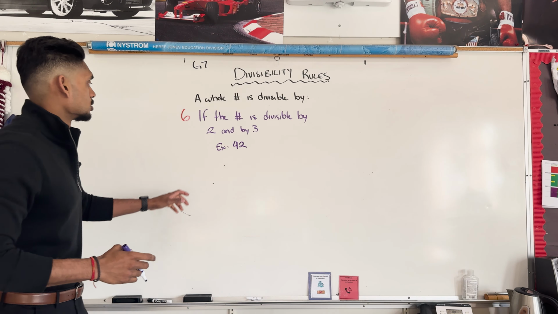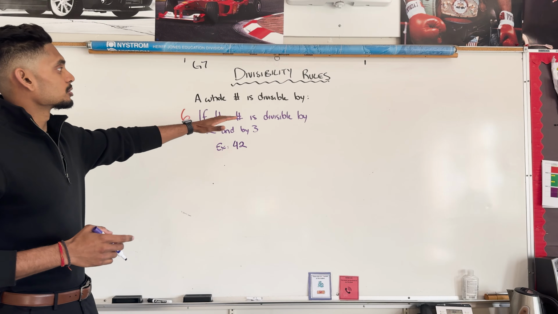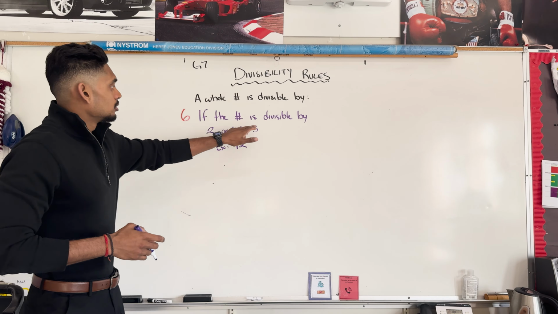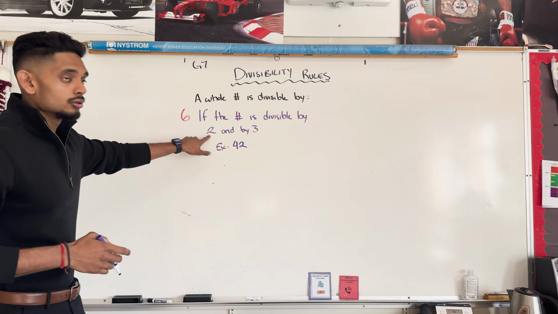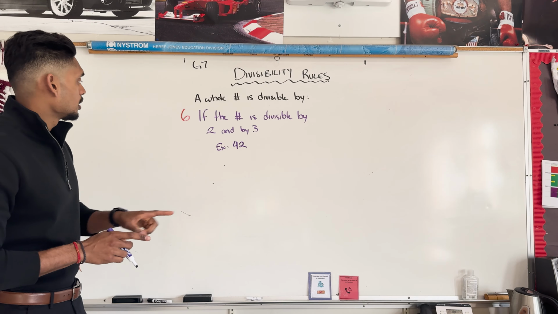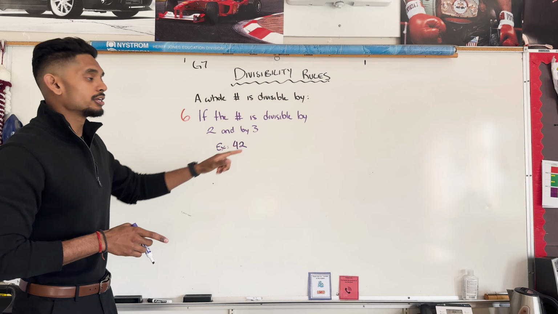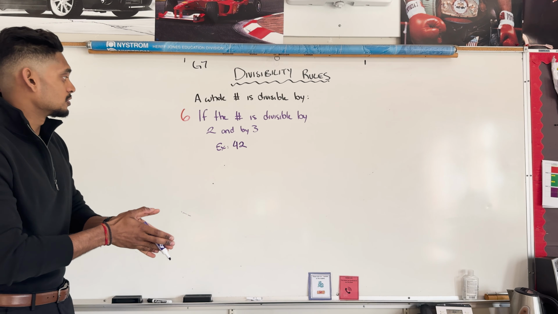All right, this next one is a little bit complicated, for a 6. A whole number is divisible by 6 only if the number is divisible by 2 and by 3. So we have to combine those two rules. If you remember, the rule for 2 was that it had to be even, and the rule for 3 was the sum of the digits had to be divisible by 3.